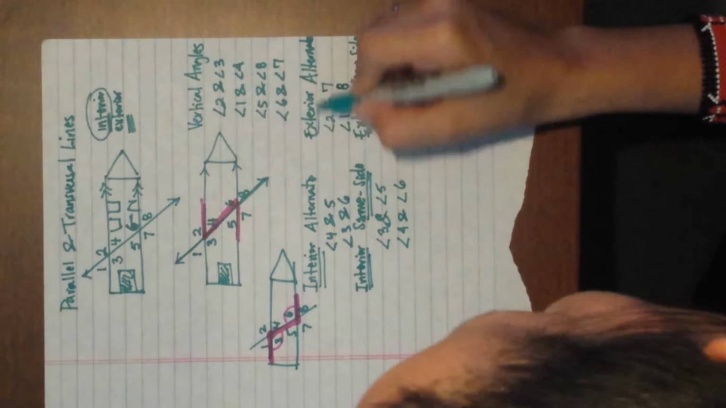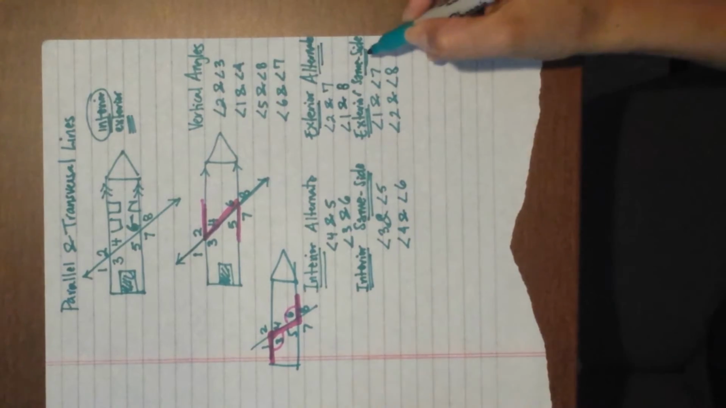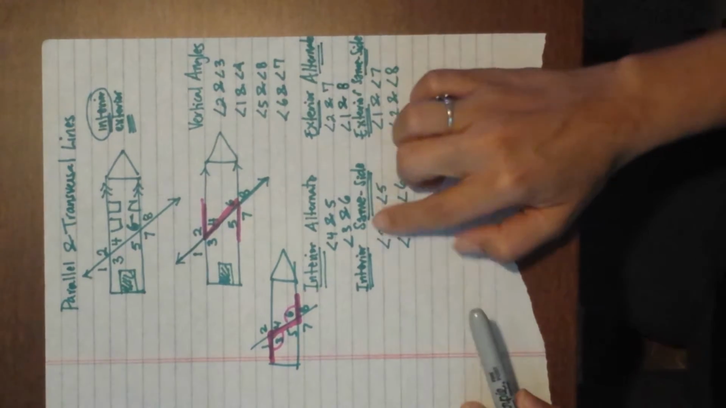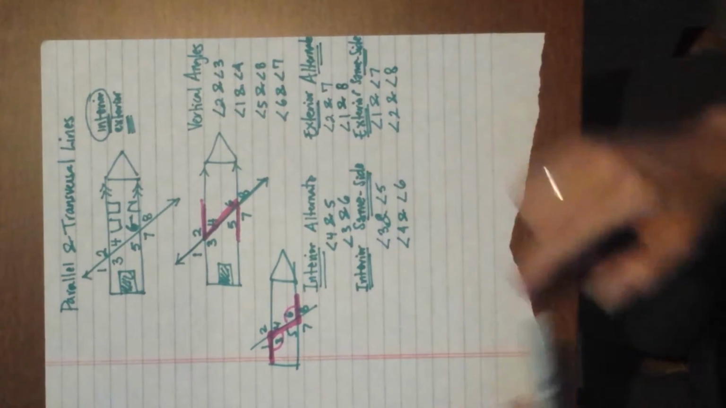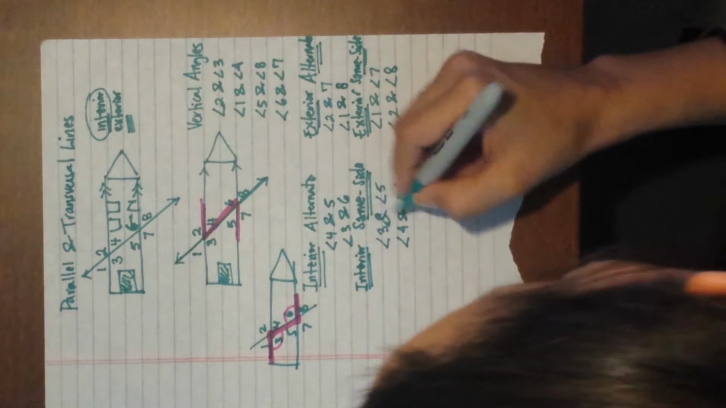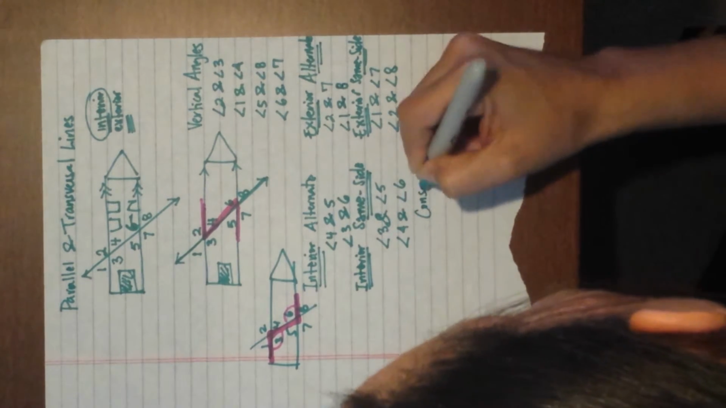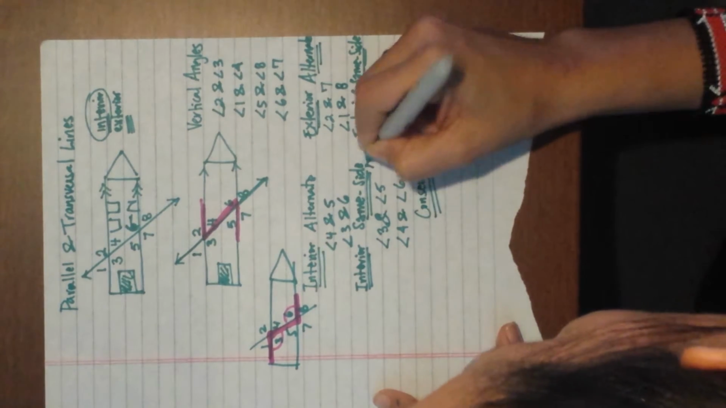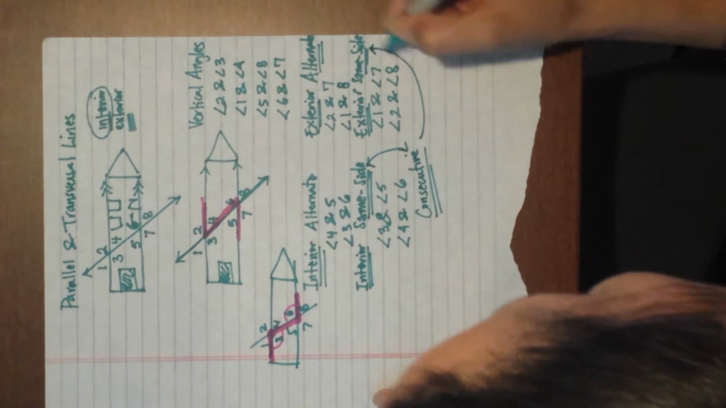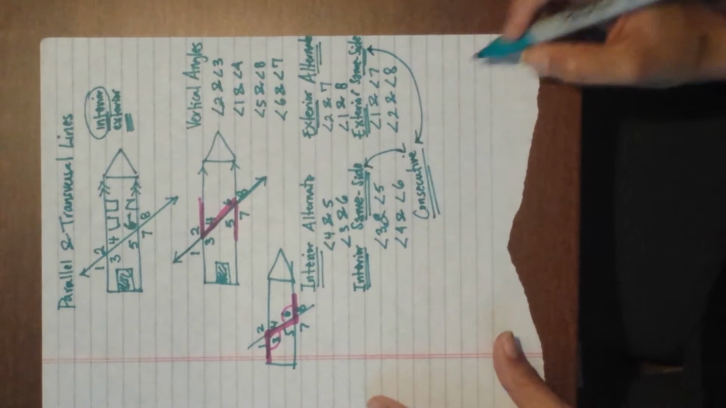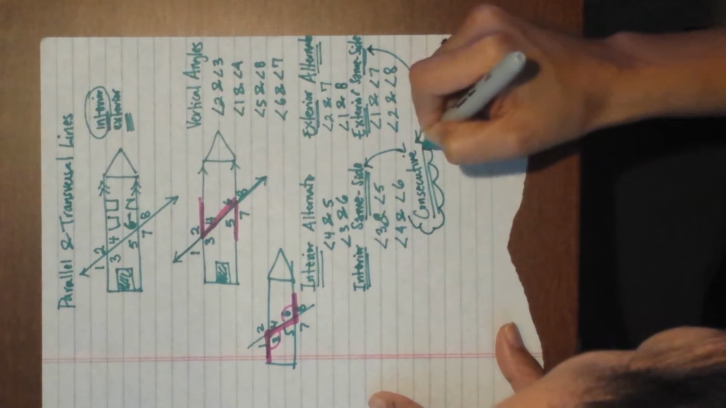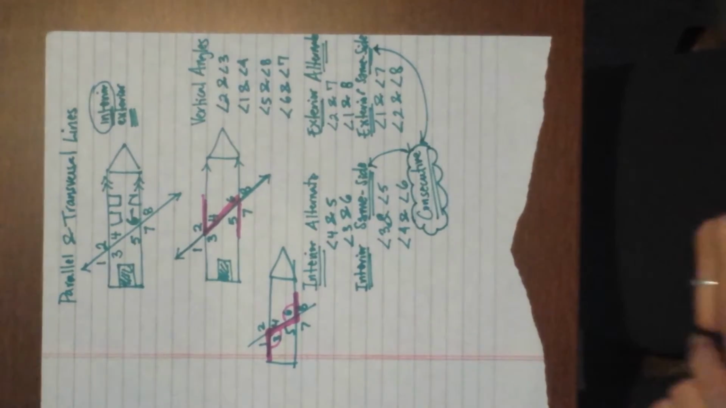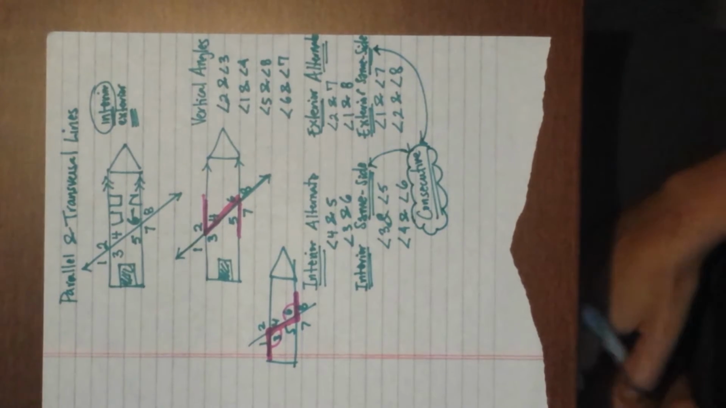Just a quick note, because it depends on what test or what book. Sometimes they don't refer to it as same side. Sometimes they can also refer to same side as consecutive. Consecutive. All right, so consecutive and same side are exactly the same thing. Exactly the same thing. So consecutive or same side, exactly the same thing. Two different ways of naming the same thing.